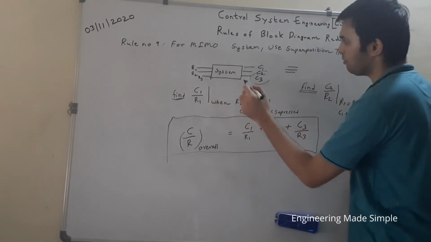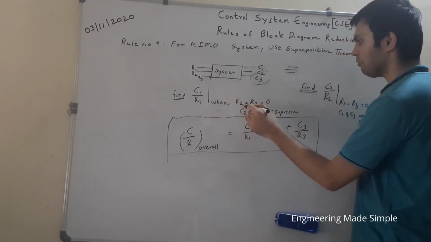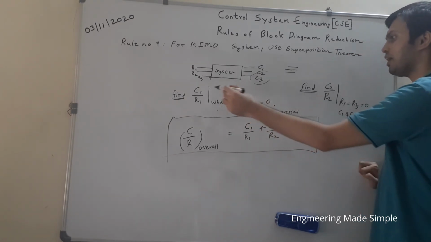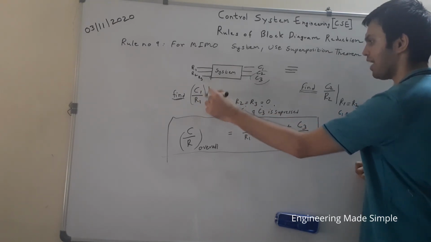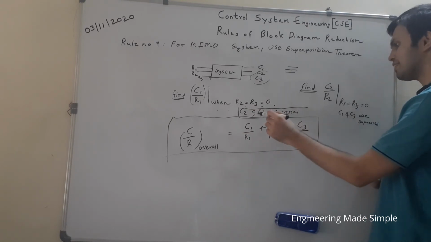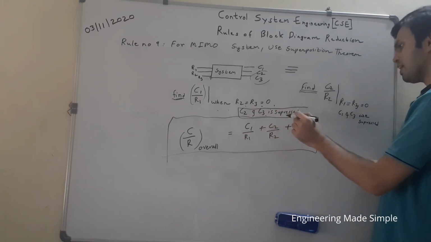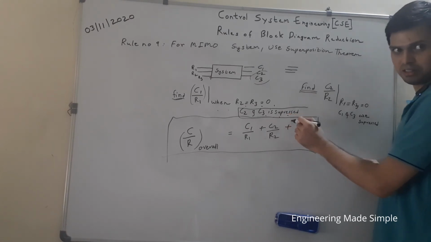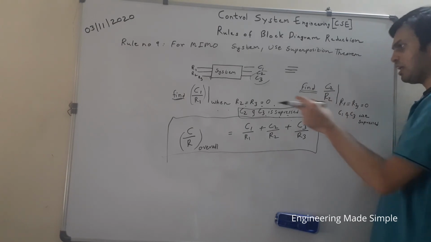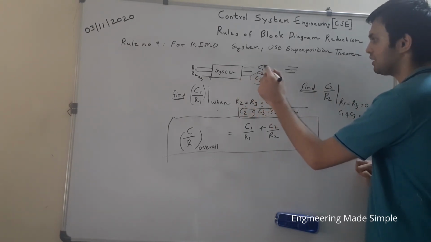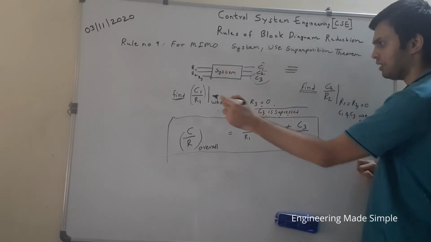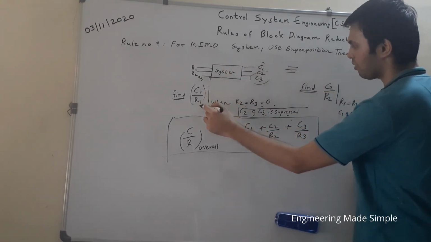So first we will find C1 by R1. At that time we will equate R2 equal to R3 equal to 0 in the block diagram. And as we are interested in only finding the ratio of C1 by R1, we will ignore the effect of C2 and C3 outputs. That's the reason I have written C2 and C3 suppressed. Suppressed means they are not 0, but they are not considered because they are not of our interest at that point. So output C1 appears at the output node because of the input R1. That's the reason we computed C1 by R1.